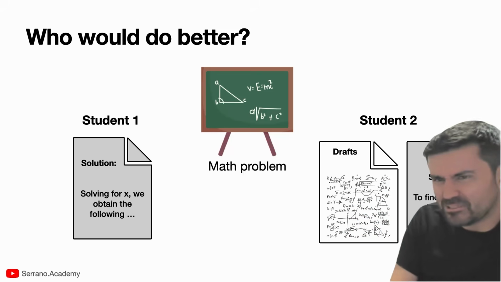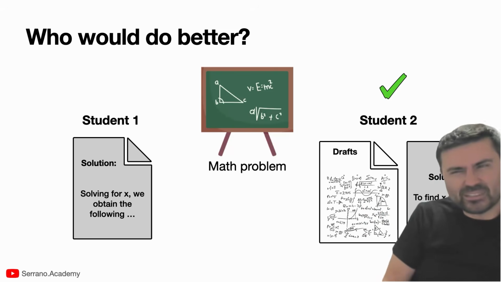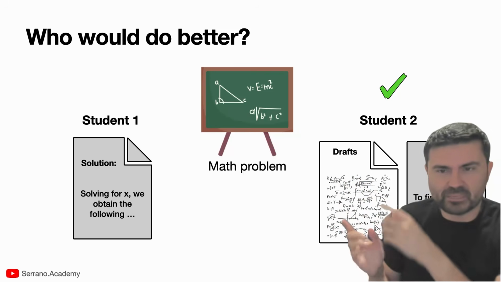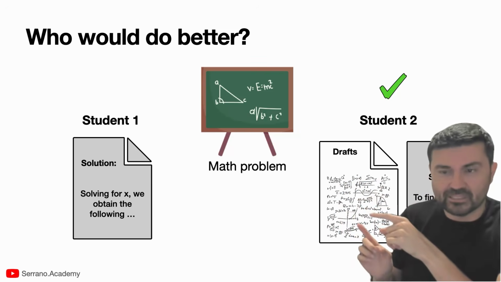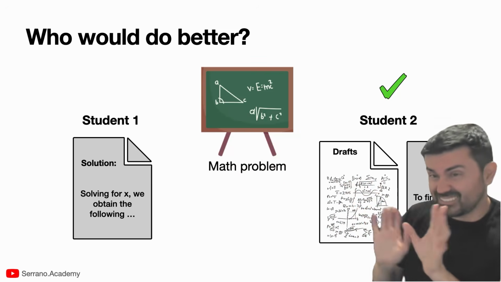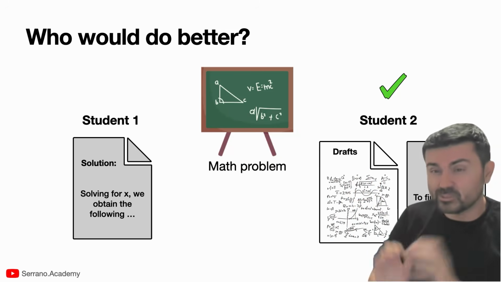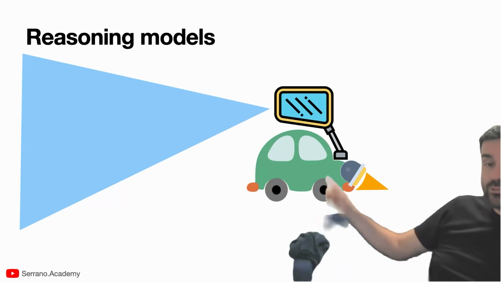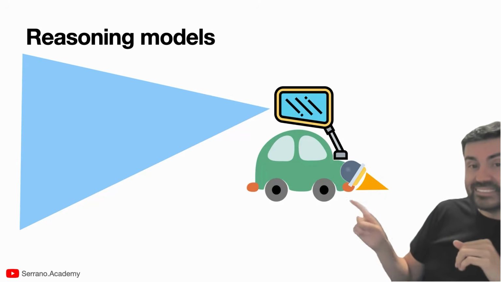Well, I think I would put it more on the second one because you're more likely to be right if you wrote a lot of drafts and were able to mess up and to try different things and maybe the solution is somewhere here. So maybe not, maybe that one's a genius, but it's likely that the one who wrote drafts will do better. This is exactly a reasoning model. A reasoning model basically uses that rearview mirror instead of the headlight.